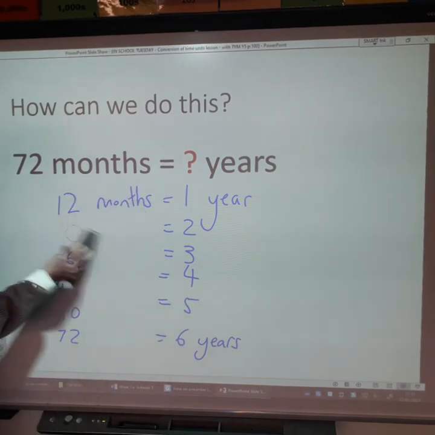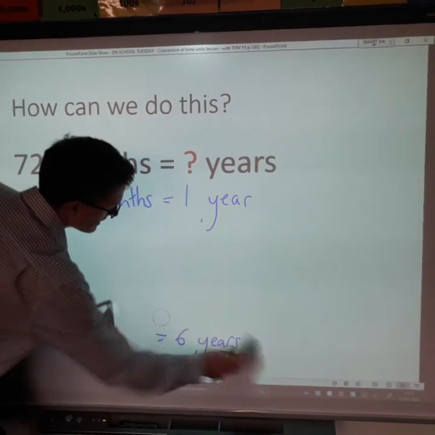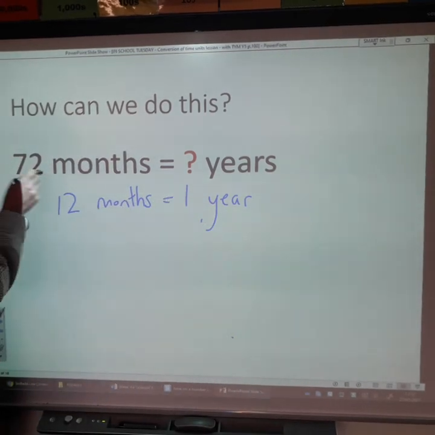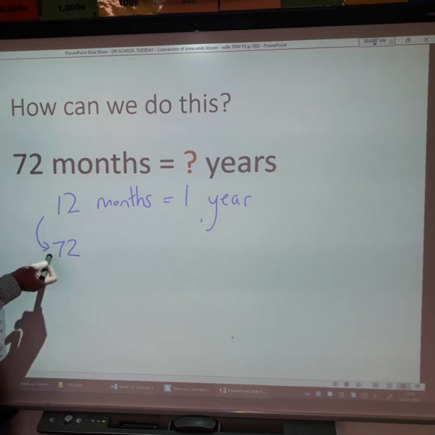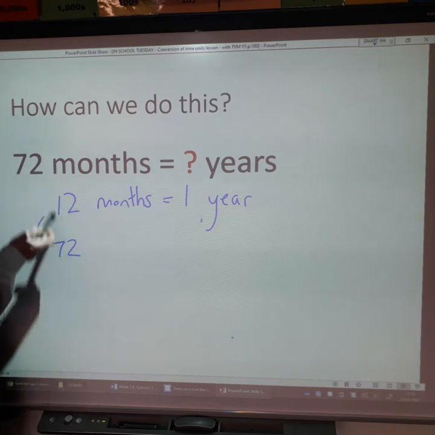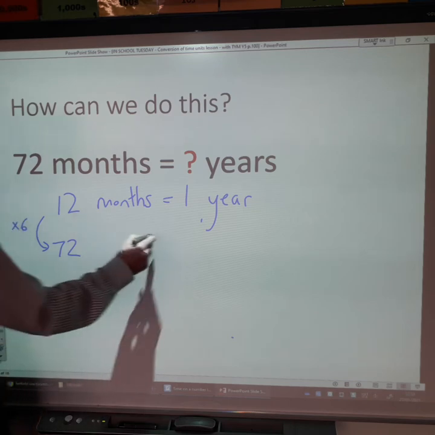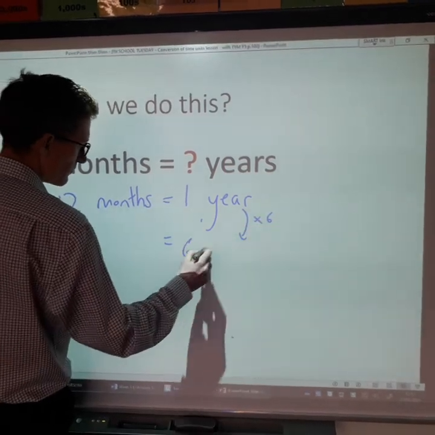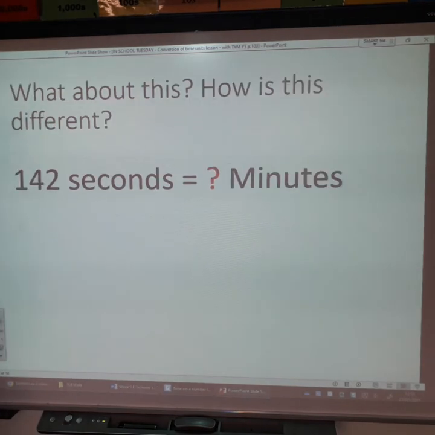It takes a bit of time, but it's good practice. A quicker way of doing it might be to say, well, I know there are 12 months in a year, and I have the fact 72, so you think how many 12s go into 72. Now, you know your tables, you'd be able to do that, or you could do 72 divided by 12, but that's going to be multiplied by 6. So this side will also be multiplied by 6, will give you 6 years. Okay. So those ones there are fairly straightforward.